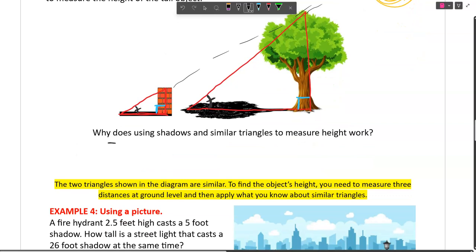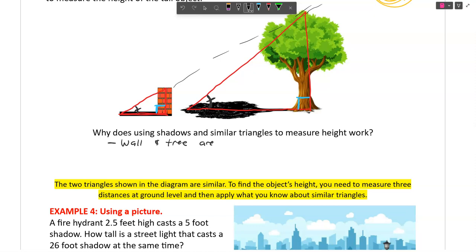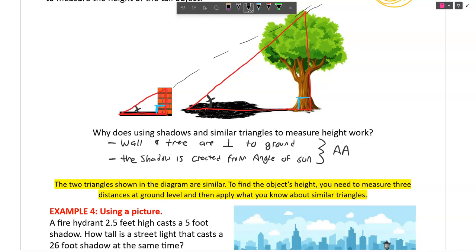So in summary, the wall and the tree are perpendicular to the ground. That's our first set of angles, and then the shadow is created from the angle of the sun. And so when we take these two things together, this is our angle similarity, which means we can use proportions to help us find these missing heights. So let's look at a couple examples of how this works.